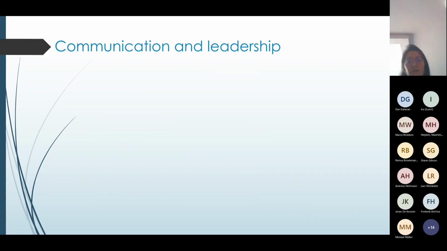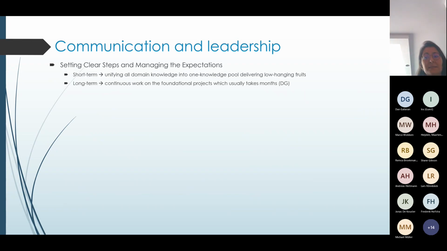And now I would like to go through the last approach that I had about alignments and communication and leadership. Of course, it is very important to set the goals that are clear, to set steps clearly, and manage the expectation. That can be short-term and long-term.